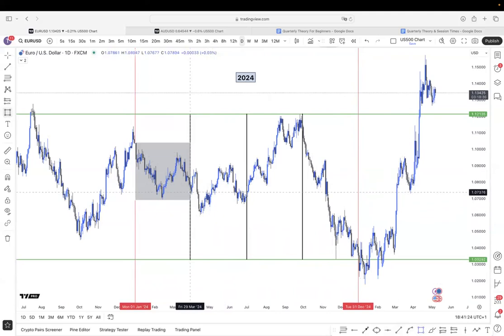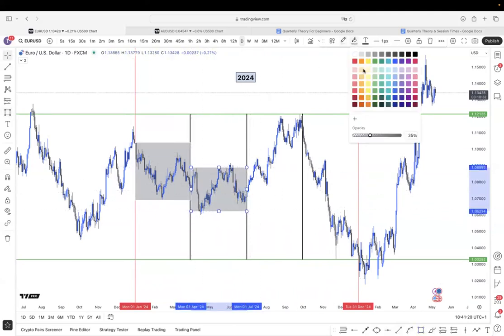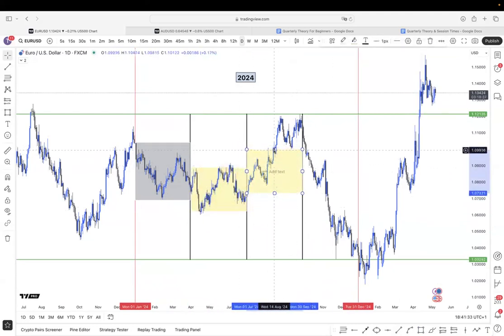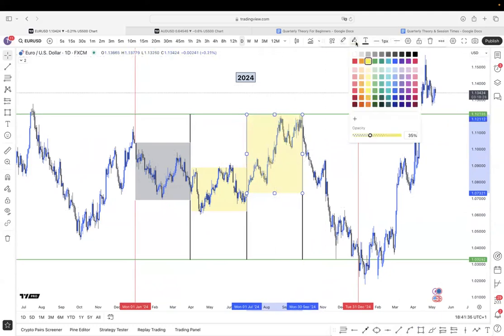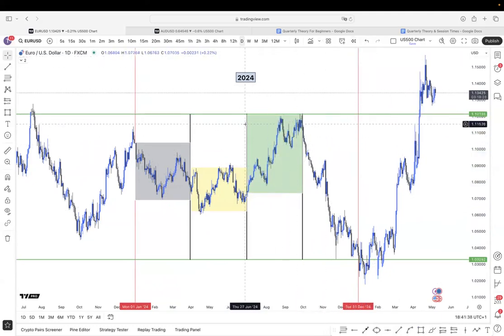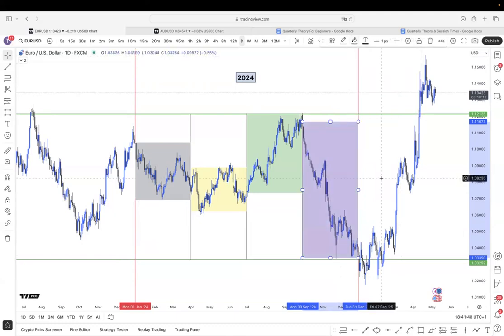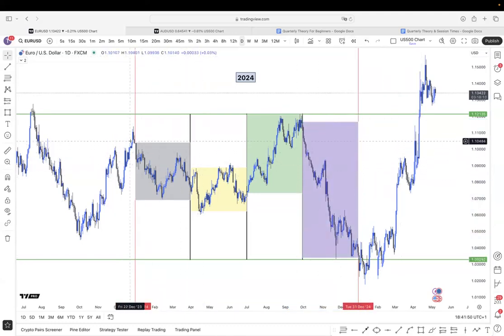Now, let me just do something else here. So we're going to highlight all of these different sections with regards to how price action essentially moves throughout the year. Now, what you should notice is that in every quarter of a year's worth of price action, we get a change in terms of price action. It does something slightly different.